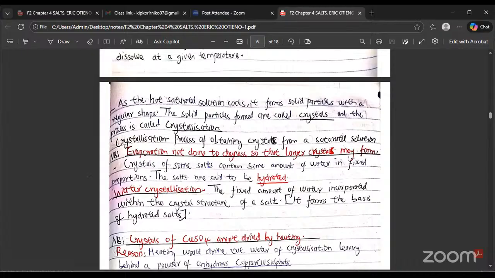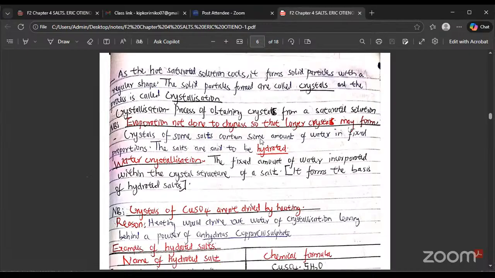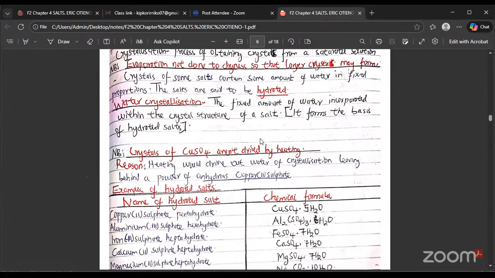So for the name, when you are writing the name of that salt, you must indicate the water of crystallization. We have sodium carbonate, it has 10. So it is a solid, but it has water inside, and that water cannot be removed. I don't know if you're okay up to that place.